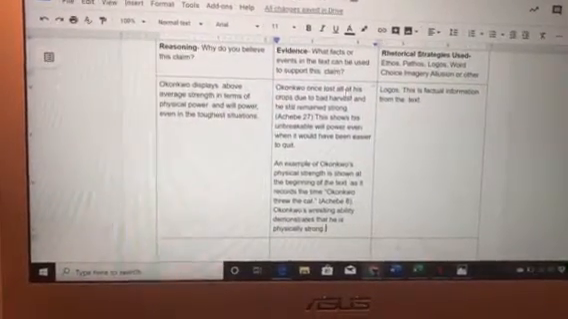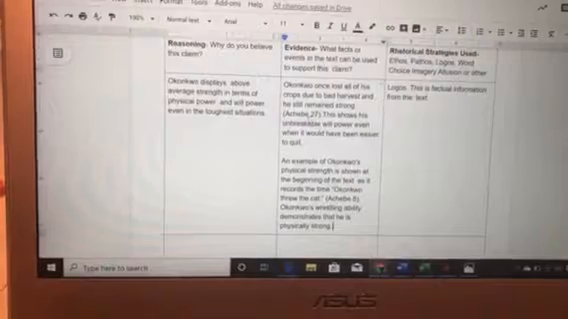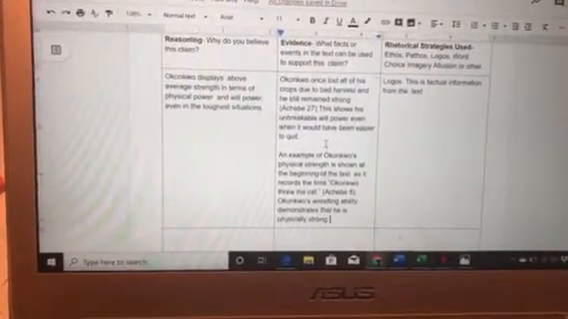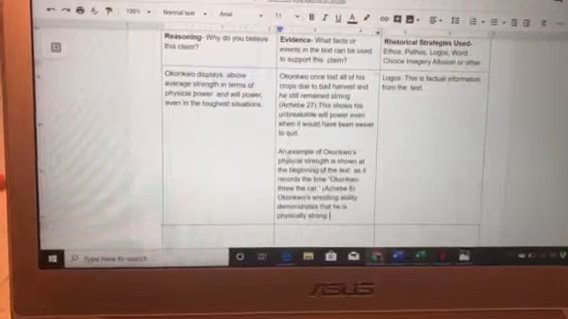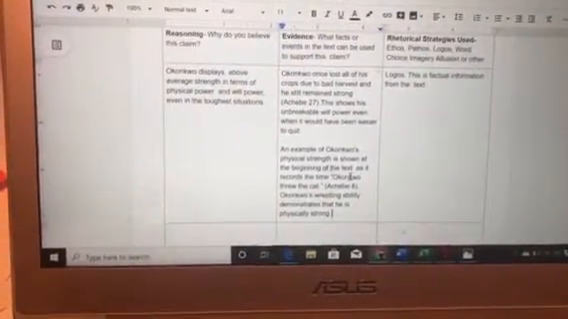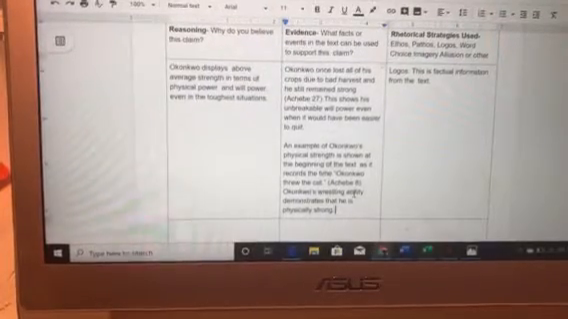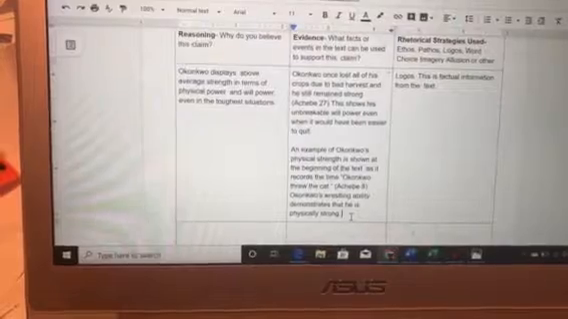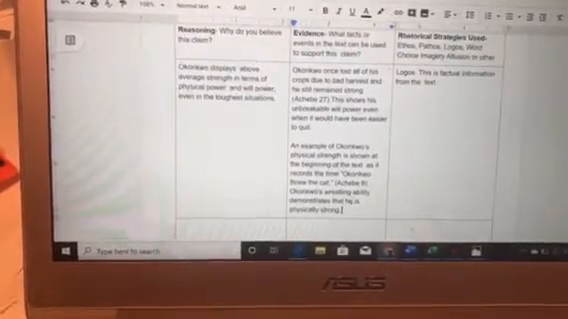Okonkwo once lost all of his crops due to bad harvest, and he still remains strong. This shows his unbreakable willpower, even when it would have been easier to quit. And then another piece of evidence, an example of Okonkwo's physical strength, is shown at the beginning of the text as it records the time Okonkwo threw the cat. Achebe, page 8. Okonkwo's wrestling ability demonstrates that he is physically strong.